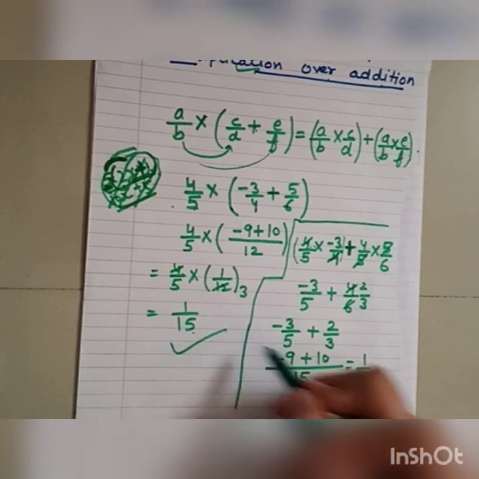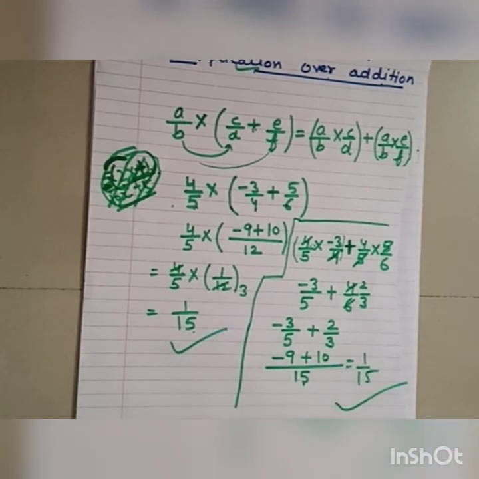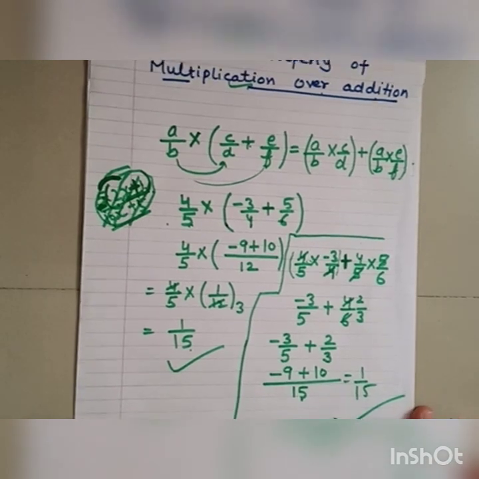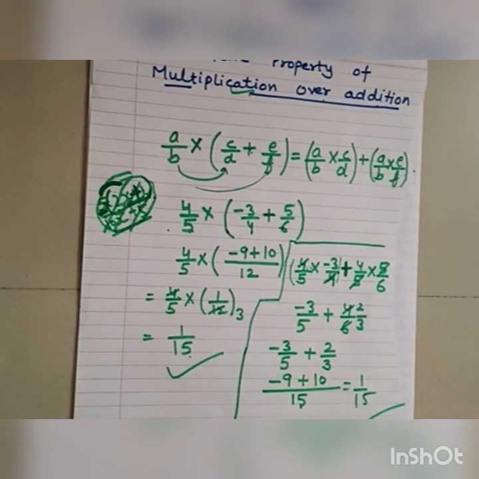So this property is satisfied. We get our answer same. So this is the property, the distributive property of multiplication over addition under rational numbers. For rational numbers we have checked. Okay. So solve these questions of rational numbers very carefully and distribute using properties very carefully.